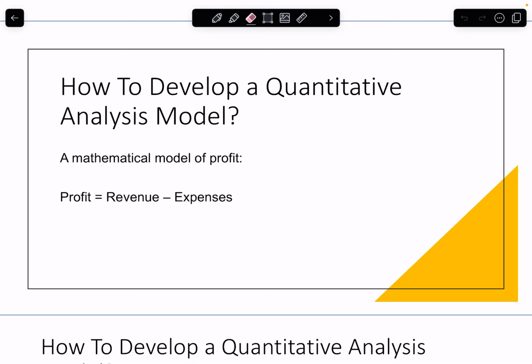Lastly is how to develop a quantitative analysis model. We could have something as simple as this: a mathematical model of profit. Profit is equal to revenue minus expenses. Of course, because in everything we do, we want to gain some profit.